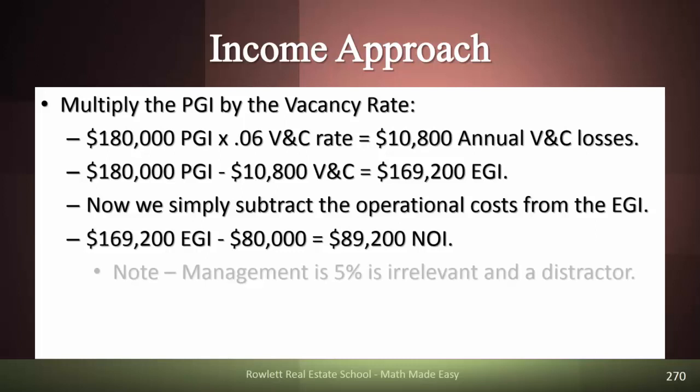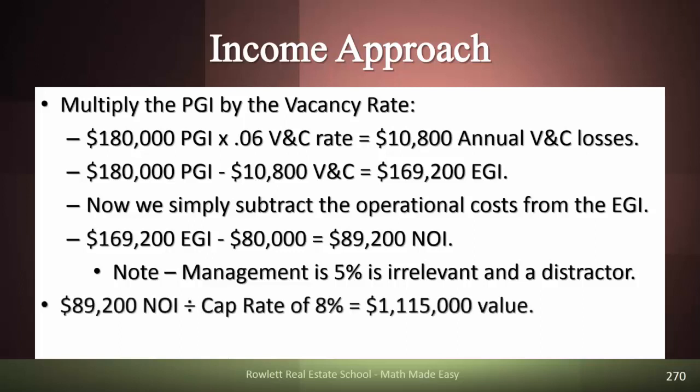Now that we have our net, we can go to the triangle. Now management, being 5% here, is irrelevant. They flat out told us what our effective was, and management coming out of the effective has nothing to do with the question. It's already counted into the operational costs anyway.